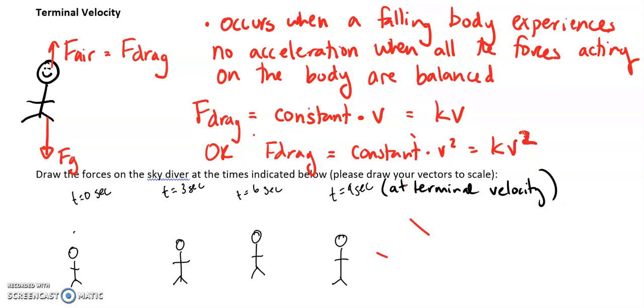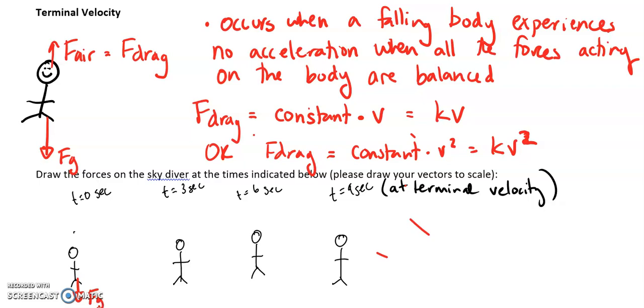Cool. So let's go ahead and look at the part below. Draw the forces on the skydiver at the times indicated below. And let's make sure to draw our vectors to scale. So go ahead, pause the video, do this on your own sheet of paper, and then check back in. Okay, so at t equals 0 seconds, right as the skydiver is starting to fall, he or she is not going to experience any air resistance. It's just going to be gravity initially.